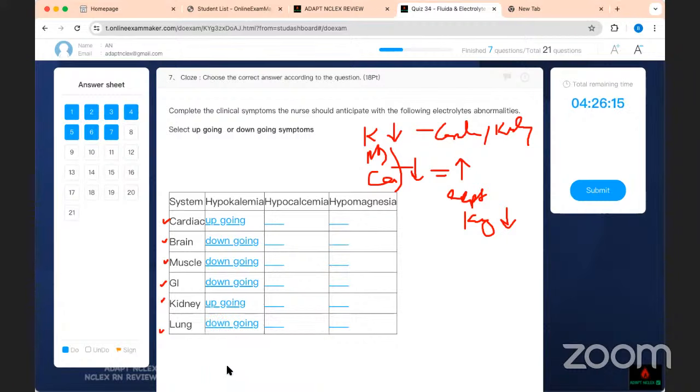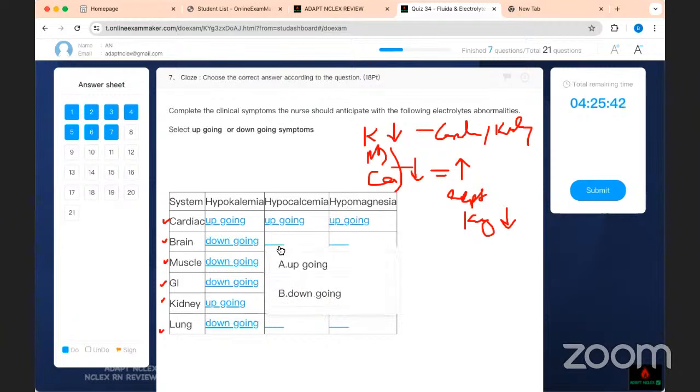What does that mean, your lung goes down? Your respiratory rate goes down, right? But when you have hypokalemia, your heart rate goes up. So if they give you answers, that is the way you can figure out that information. And when it comes to hypocalcemia, right? If your calcium is low, your heart rate will go up. Same thing, when your magnesium is low, your heart rate goes up.